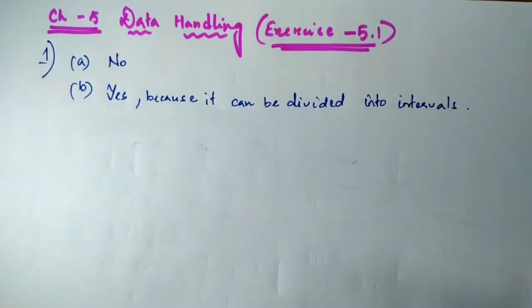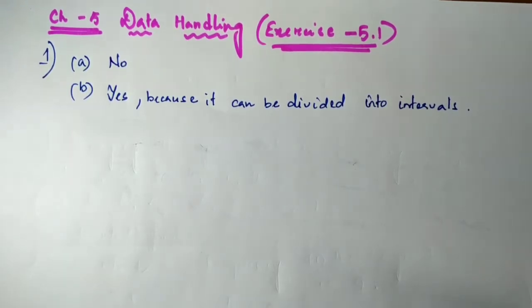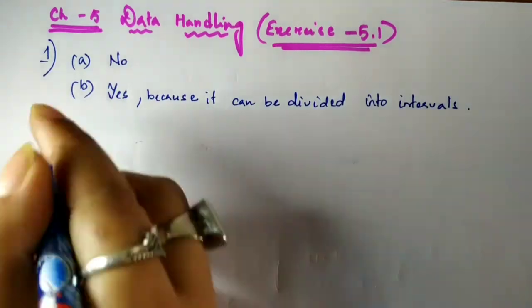You can write in a proper way that yes, the height of the competitors in an athletic meet, from the question you can write, can be represented using a histogram to show the data, because the heights of different competitors of the athletes can be divided into intervals. You can give an example also.